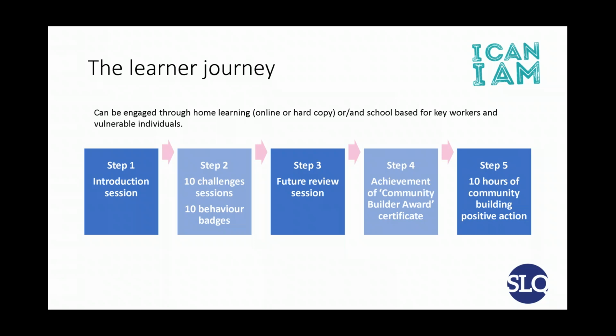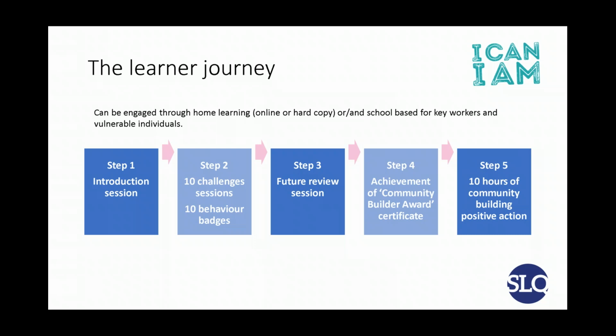Step 2 is where the students complete the 10 challenges, and as each challenge is completed, they achieve a virtual behaviour badge, and when all are completed, they can achieve the certificate. Step 3 is about the future review of their developed skills, to let them think about how they're going to progress into the future. Then step 4, once they've done all that, they will achieve the Community Builder Award, which is recognised by a certificate that the tutor will release. Then the students receive that.